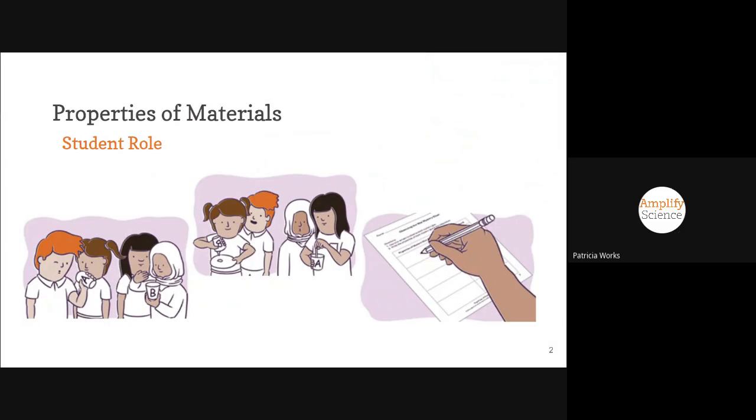In Properties of Materials, students work as glue engineers to figure out the anchor phenomenon in their unit. They're working to help create a better glue for use at their school, which serves as the design problem for the unit.